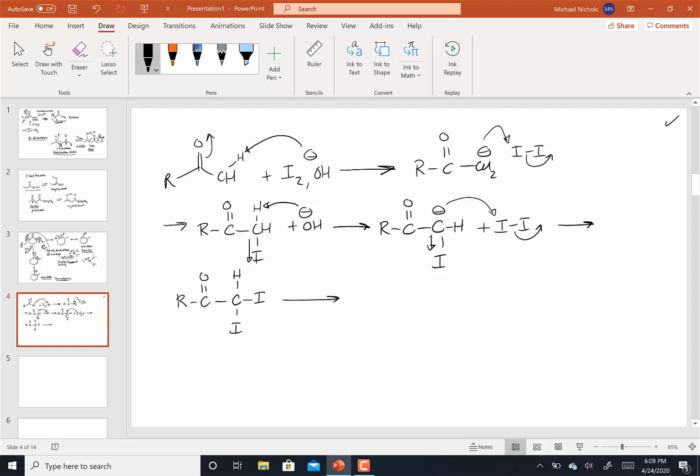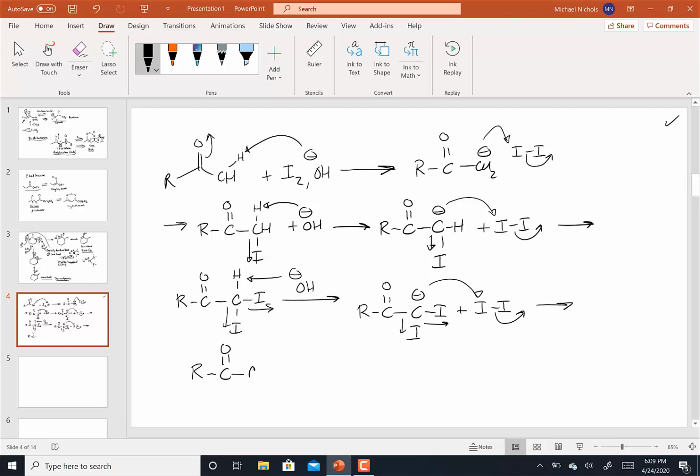Now we've got two iodines on there, which is going to pull electron density twice as much. And so a third equivalent of hydroxide will come in, react with that alpha hydrogen, and we will end up with a negative charge and two iodines. Those two iodines are able to stabilize the C-, so that it will now react with a third iodine molecule. And in reacting with the third iodine molecule, we end up completely replacing all of the alpha hydrogens on the methyl group with iodines.